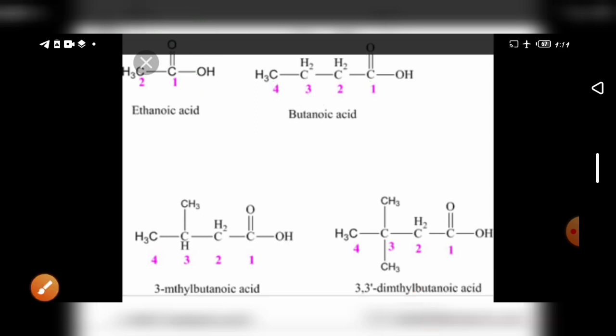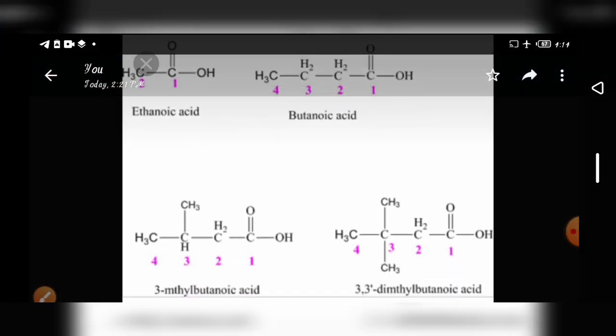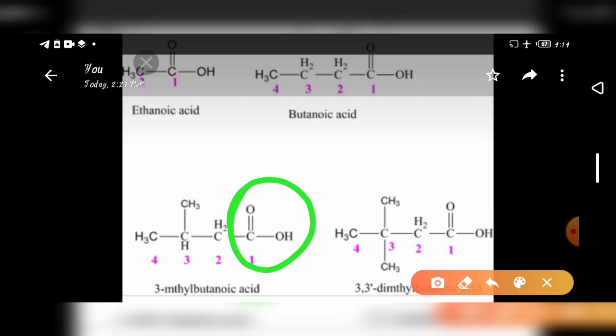Okay, next, 3-methyl-butanoic acid. See here, the first carbon contains the carboxylic acid group, that is oic acid, and the third carbon contains a methyl group. So the substituent comes in the front, so the methyl group comes first. So 3-methyl. This one is butane. Why butane? Butane means 4 carbon. Instead of e you put oic acid, so 3-methyl butanoic acid.